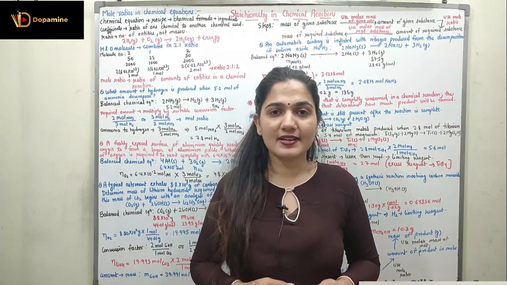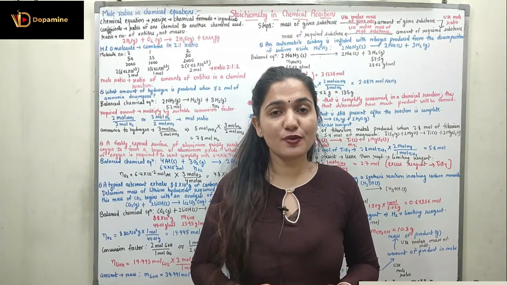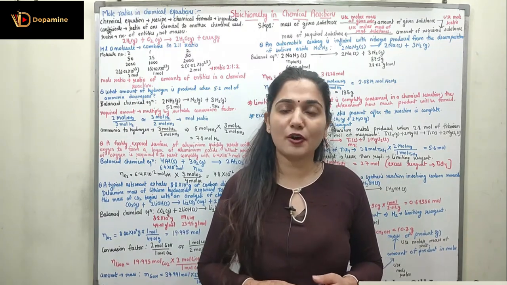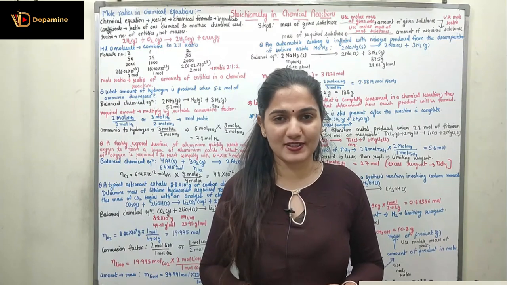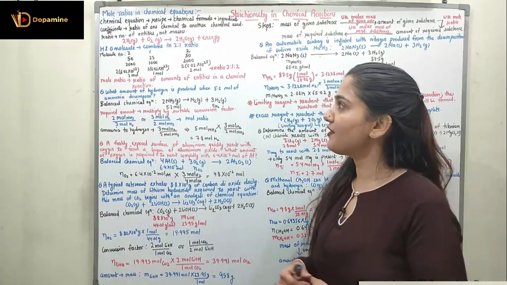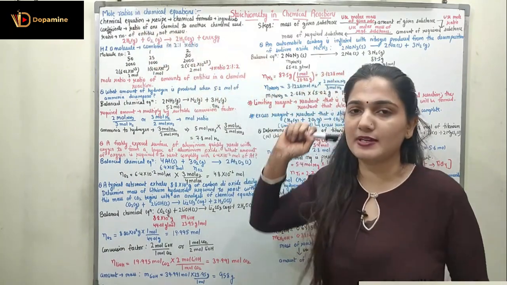Today we are going to start the next chapter, that is stoichiometry in chemical reactions. Today we are going to discuss some concepts and a lot of numerical problems on this chapter. So let's start the discussion with the first concept. What is the first concept? It is the mole ratio in the chemical equation.